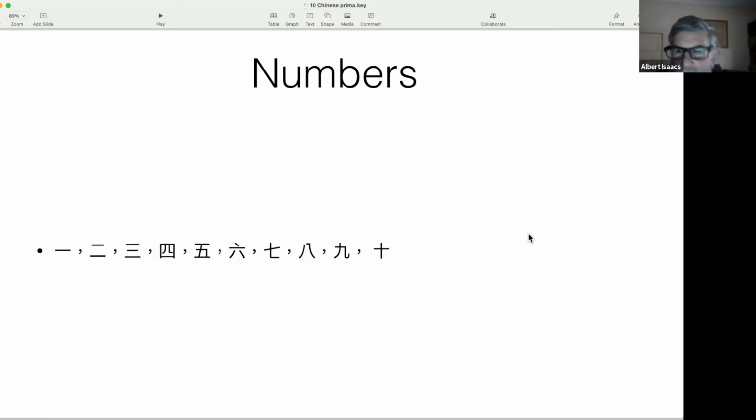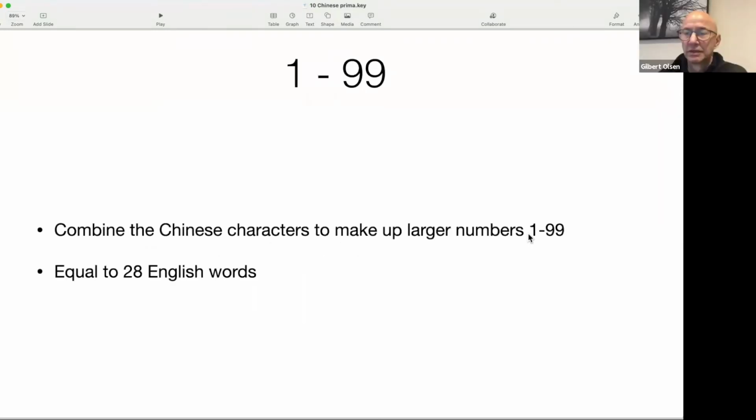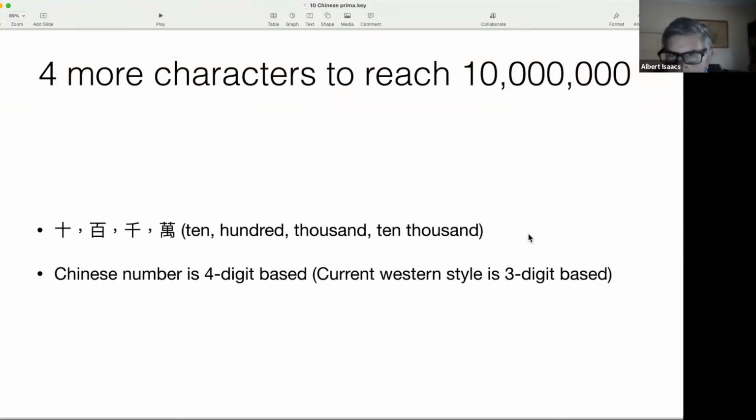What about larger numbers? I presume there's a symbol for 100 and you would have 103, exactly. Which would be 103. Yeah. And then another symbol for 1,000. Now we have 10, 100, 1,000, and differently, we don't stop at 1,000. We stop at 10,000. 10,000 is also one word. Okay, so we are a 4-digit base instead of a 3-digit base.